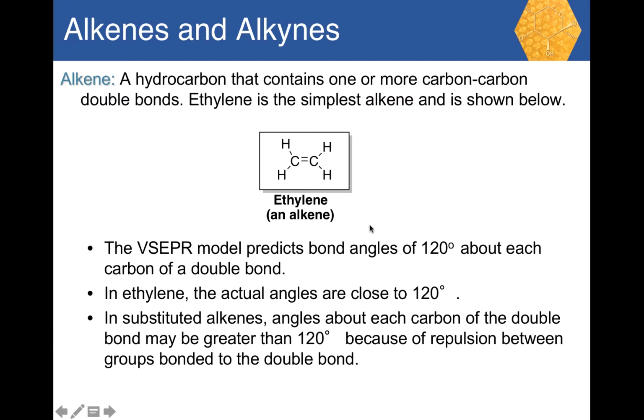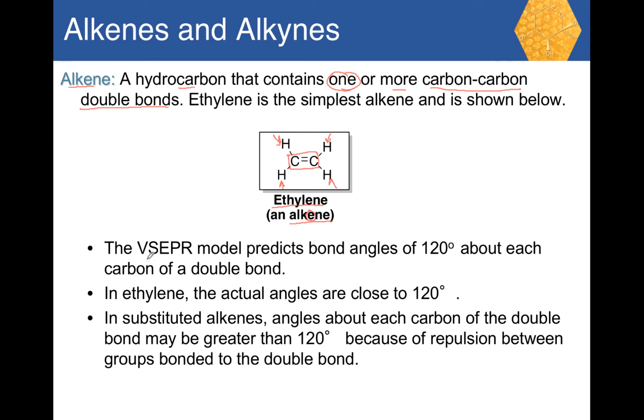So let us see what really is an alkene. An alkene is a hydrocarbon that contains one or more carbon-carbon double bonds. For this class, we'll concentrate only on one carbon-carbon double bond. So the simplest, as you can imagine, here is our carbon-carbon double bond, and the simplest is putting hydrogens on those two carbons of the carbon-carbon double bond. That molecule is known as ethylene, and it is an alkene with an E.